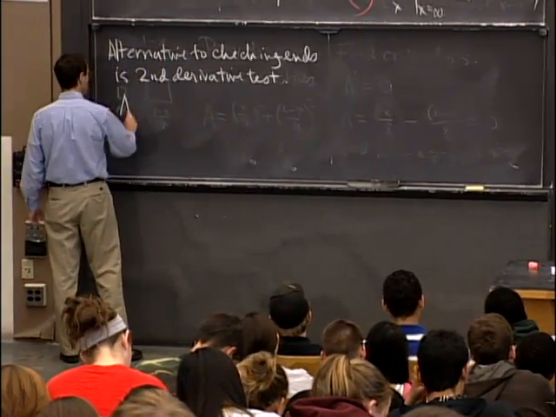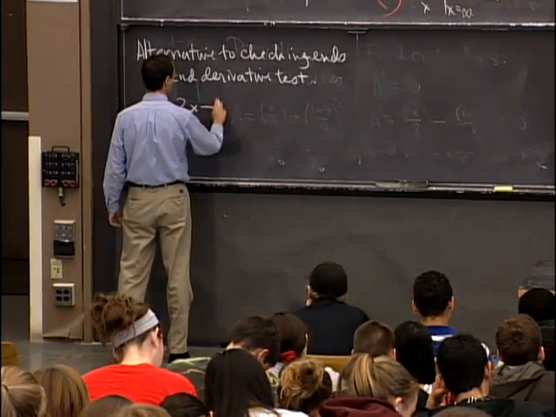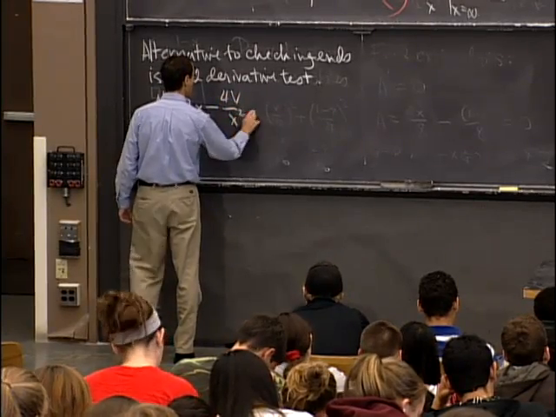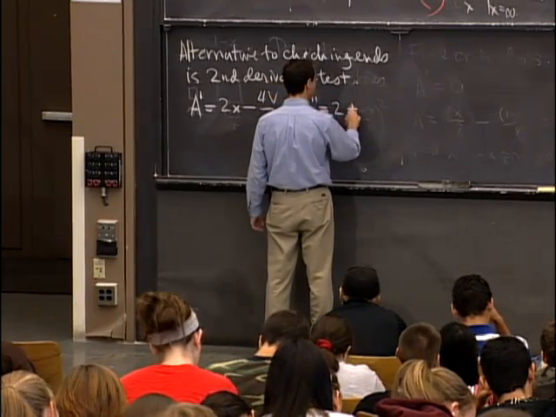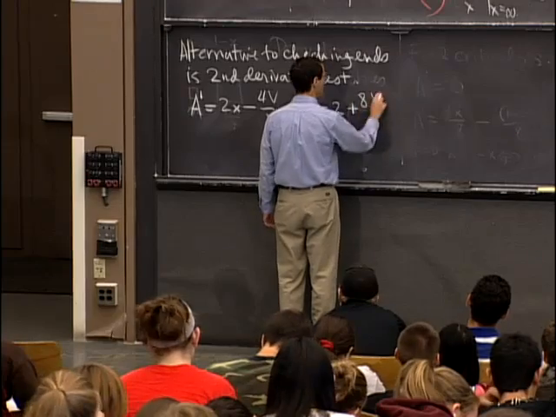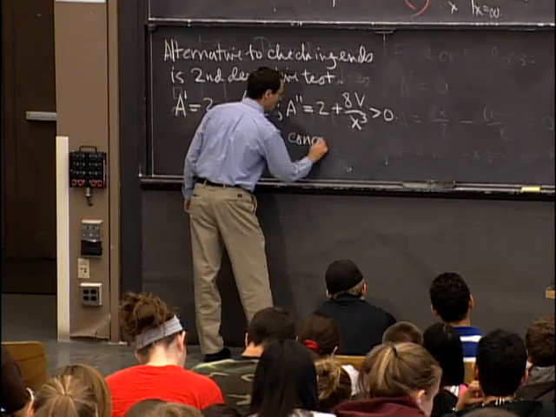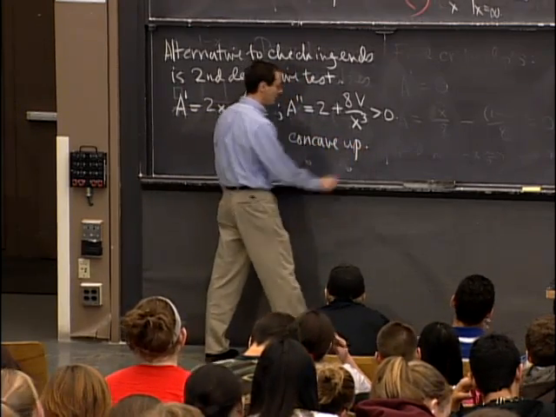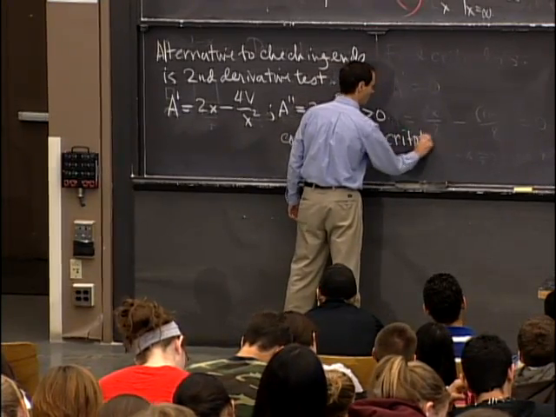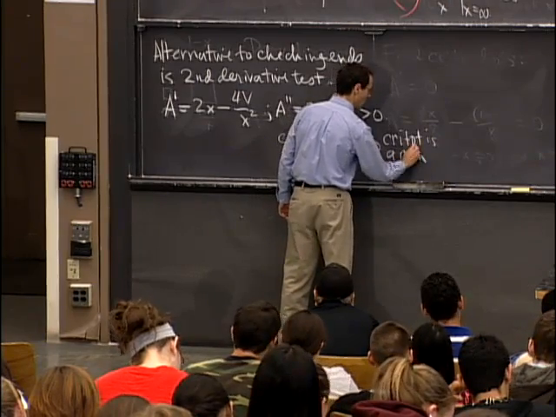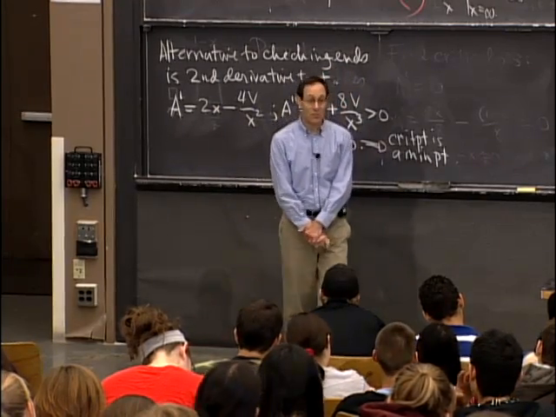If you take the derivative here, remember, this was whatever it was, 2x minus 4v over x squared. If I take the second derivative, it's 2 plus 8v over x cubed. And that's positive. So this thing is concave up. And that's consistent with its being the critical point is a min. Is a minimum point. See, now I almost said is a min as opposed to minimum point. So watch out.